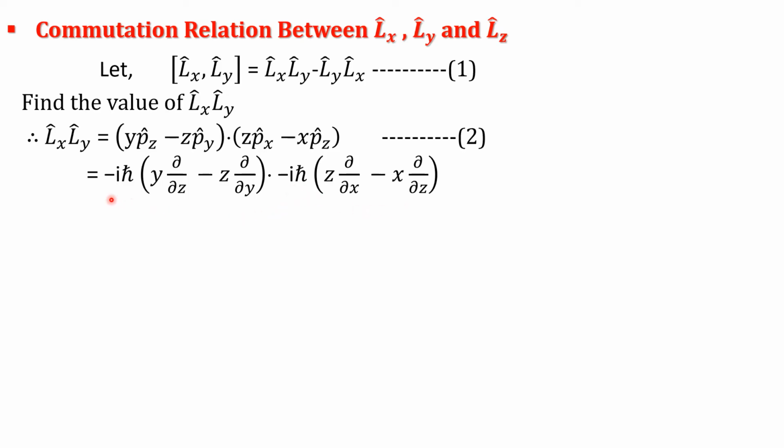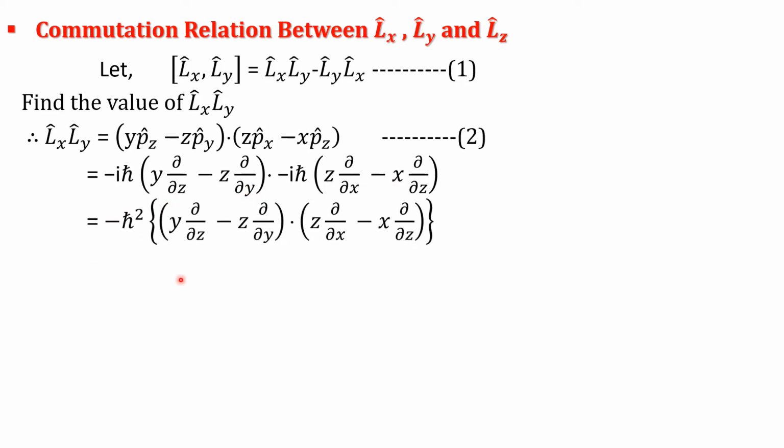Here minus i h cross into minus i h cross taken outside becomes i square h cross square, since minus minus becomes plus. Again i square is minus 1. Therefore we simply write minus h cross square into the two brackets, (y del/del z minus z del/del y) into (z del/del x minus x del/del z). Now we simplify this bracket. The first term in the first bracket is multiplied to the second bracket, similarly the second term in the first bracket is multiplied to the same bracket.